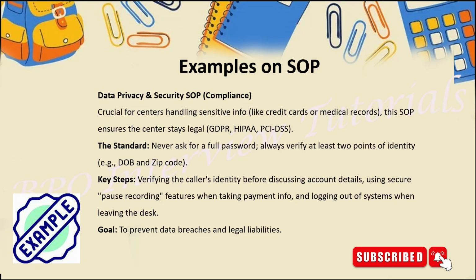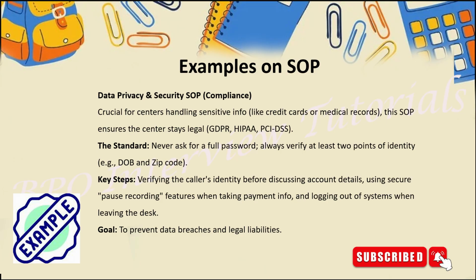Third example, data privacy and security SOP, like a compliance SOP. It is crucial for call centers handling sensitive client information like PII, credit card, medical documents, etc. Now this particular SOP will ensure that we are not allowed to share this information outside, or there will be some restrictions over there. Now what will be the standard? Never ask for the full password. Always verify at least 2 points of data, like DOB or zip code. We will do verification also, right? In order to proceed further, can I get the last 4 digits of your mobile number for verification? Okay, we cannot ask for full details here.